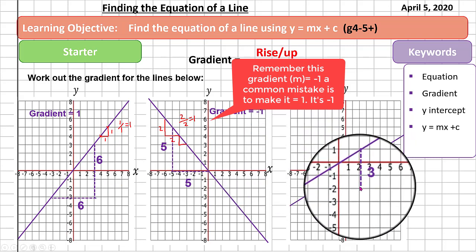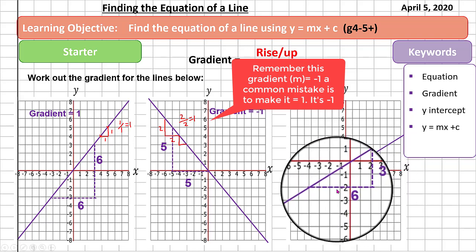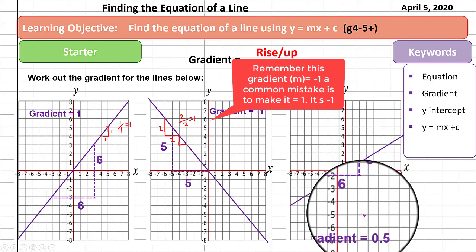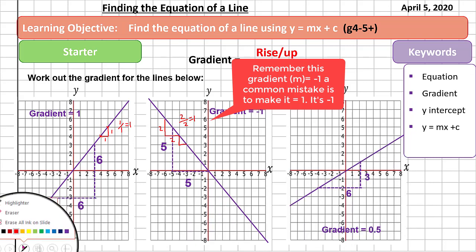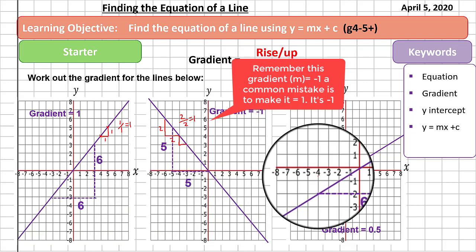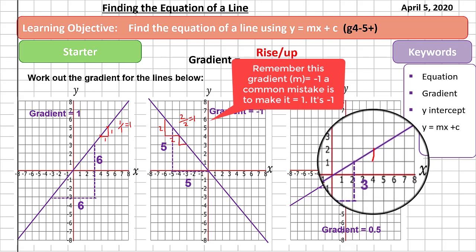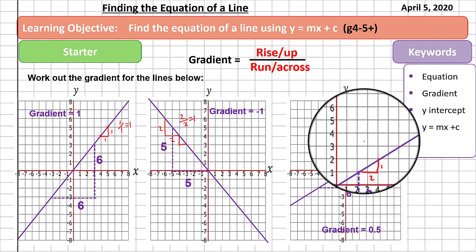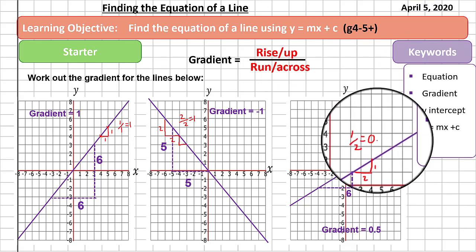So here you go, you've got 3 here. So the rise is 3 and it's going across by 6. So 3 divided by 6 you should know is a half. And again, you can see the gradient is the same. If I show you here, that's 1, 2, so 1 divided by 2 equals 0.5.